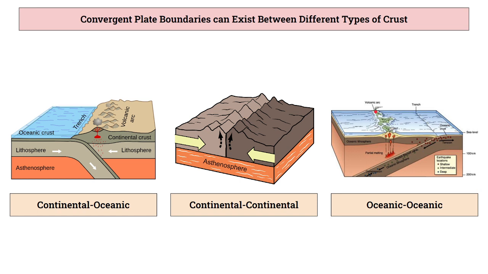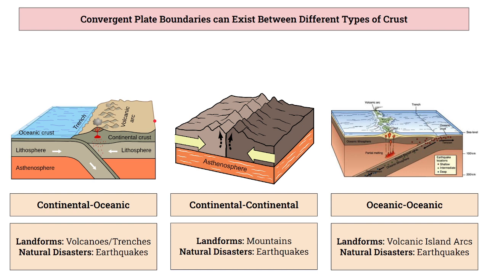Okay. Now, why oceanic crust sinks and why continental crust doesn't sink, we will talk about in class on Wednesday, and we'll do a lab about it, and it'll make more sense. So here are some of the landforms and natural disasters that appear at each of these different types of plate boundaries. Please make sure you get them down in your notes. And again, we're going to work with these a lot more in class as we go forward.